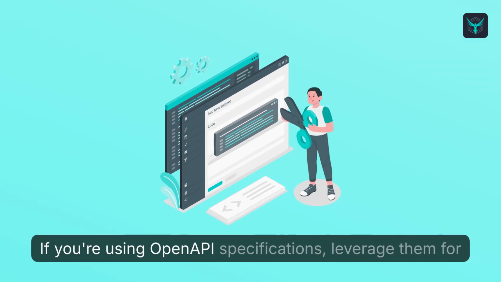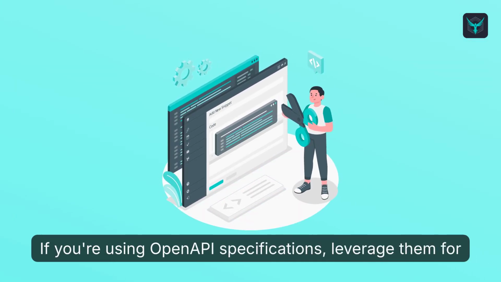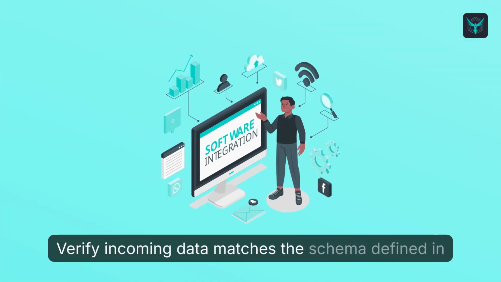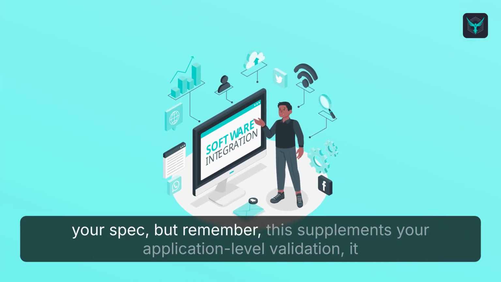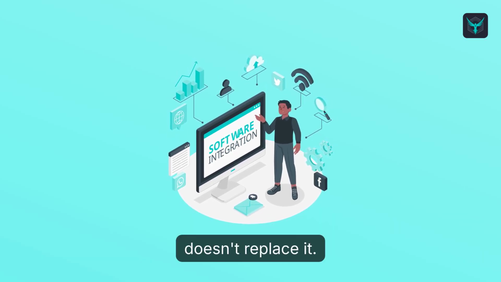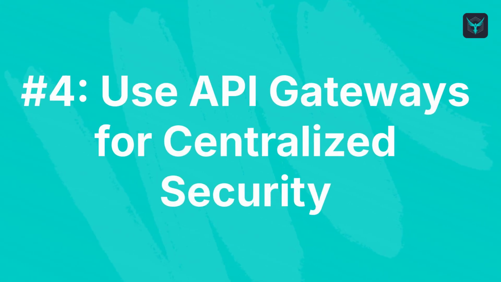If you're using OpenAPI specifications, leverage them for preliminary validation checks. Verify incoming data matches your schema defined in your spec, but remember, this supplements your application level validation. It doesn't replace it. Number 4, use API gateways for centralized security.